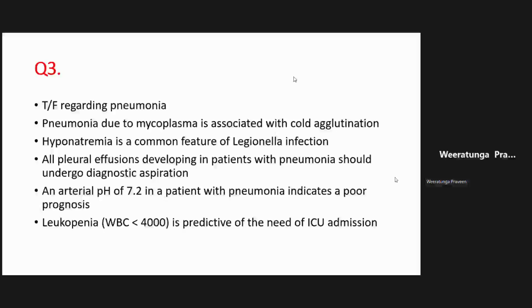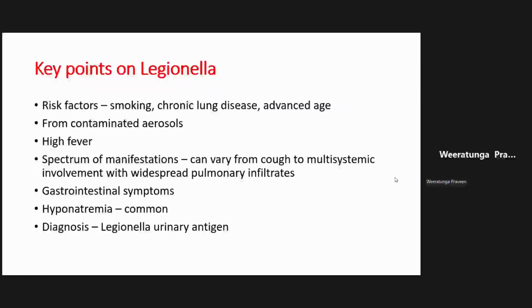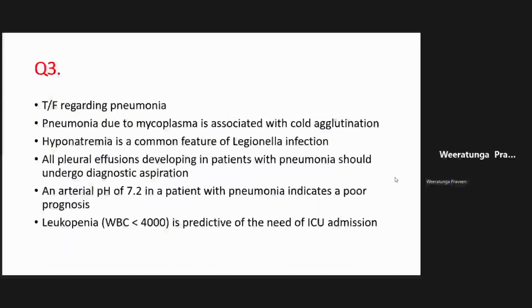Now, like Legionella, we like to ask about mycoplasma also. The key thing to remember about mycoplasma is that cold hemolytic anemia is a common association. Right? Cold autoimmune hemolytic anemia, with cold agglutination, is something that you see very commonly in mycoplasma infection. Okay, so all these questions are based on etiology, typical and atypical pneumonia.